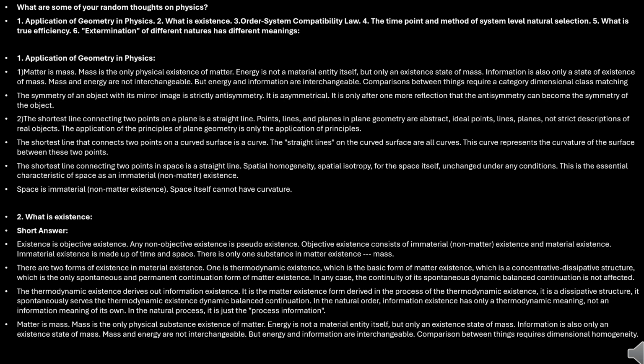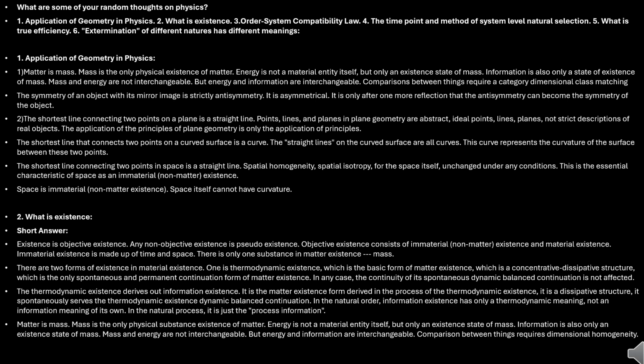1. Application of geometry in physics. 1. Matter is mass. Mass is the only physical existence of matter. Energy is not a material entity itself, but only an existent state of mass. Information is also only a state of existence of mass. Mass and energy are not interchangeable. But energy and information are interchangeable.